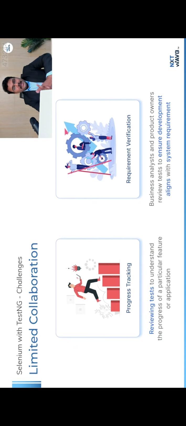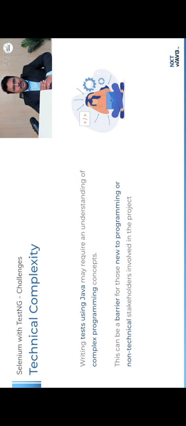Similarly, we need to make sure that these tests are properly reviewed and the progress of a particular feature or an application is properly understood by everyone that is involved, right? So for the business analyst to take business decisions and for the technical people to understand the technical aspects of it, it needs to be understood by everybody, right? Also, all the non-tech people like the business analysts, product owners, etc., should also be able to review the tests so that they would be able to ensure that whatever software development we are doing, it's in alignment with the system requirements and the company's requirements as well, right? That is a very important aspect.